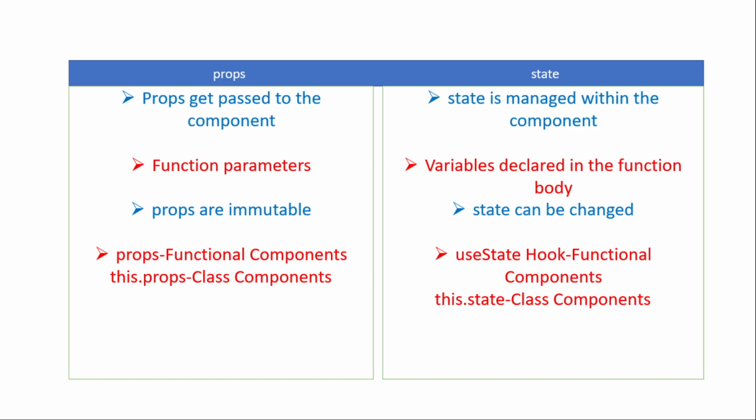Third, props are immutable, that is we cannot change the props once the values have been assigned, meaning that if some information is being passed from the parent component to the child component, we cannot change the value of the props object. In contrast, the value of state can be changed, and the particular component has full control to change the state. In functional components, props can be accessed by using the props parameter. In class components, props can be accessed by using this.props.